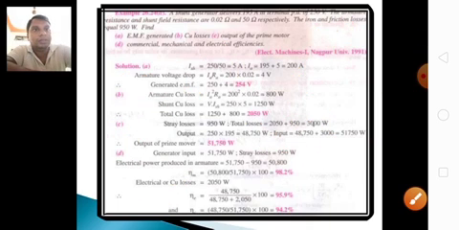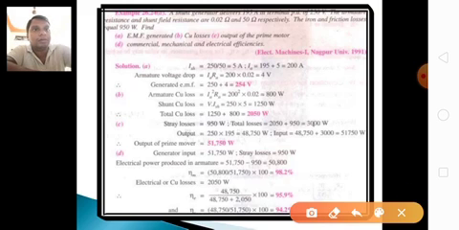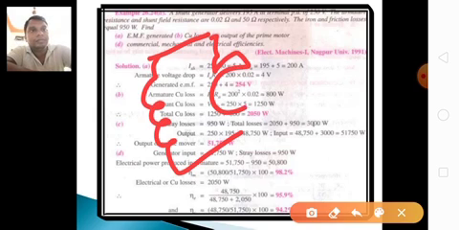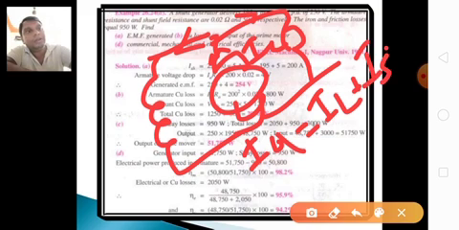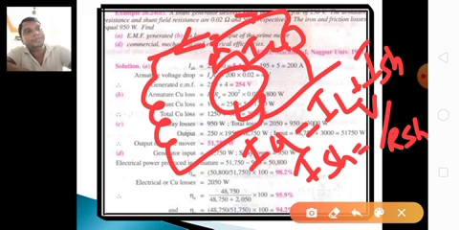See here, first the DC shunt generator delivers 195 amps. This is the shunt generator and load. Here, what is the current equation? Ia equals IL plus ISH. In a DC shunt generator we know the formula: armature current is equal to load current plus shunt field current. What is the shunt field current? ISH equals V by RSH. So Ia equals IL plus ISH, and ISH equals V by RSH.